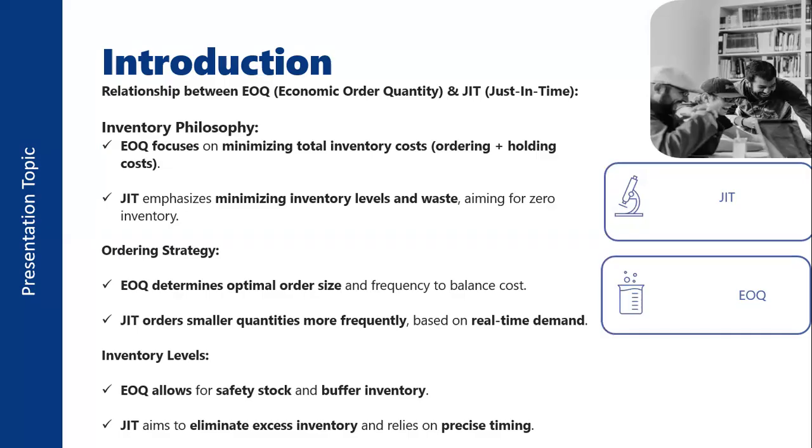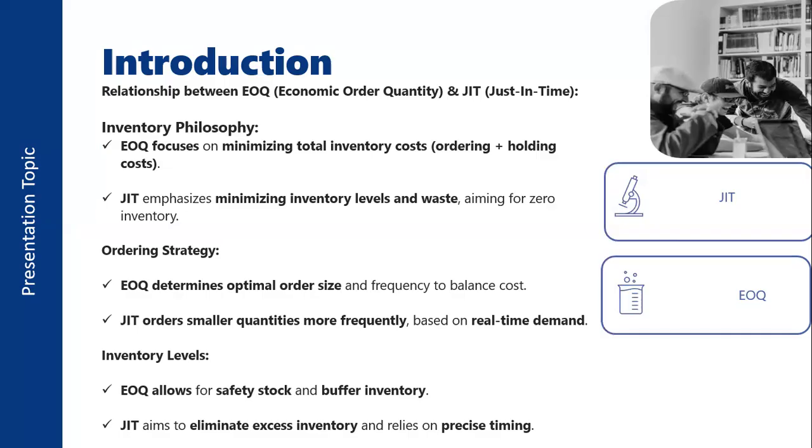If we come to the realm of ordering strategy, we find EOQ determines the optimum order size and the frequency of that, whereas GIT aims to order smaller quantities but more frequently. That is, it focuses on the real-time demand of the market. Now, what is the market? We will look into that matter later on.